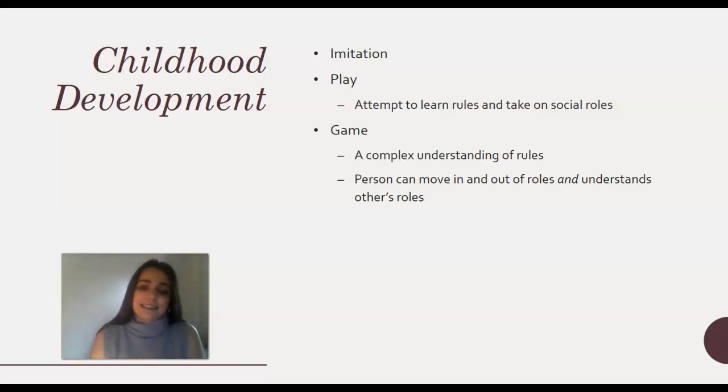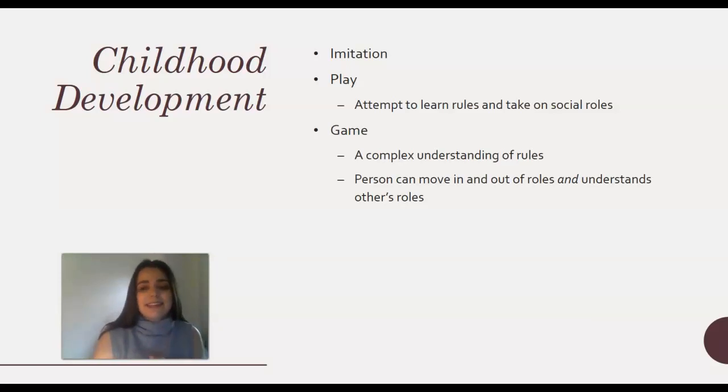Finally, we move on to this game stage, and this is where children are really starting to develop that me, right? That awareness of their position in relation to other people. So we have a complex understanding of rules, and at this stage, the child can move in and out of roles at a given time and understands what other people are doing in their roles.